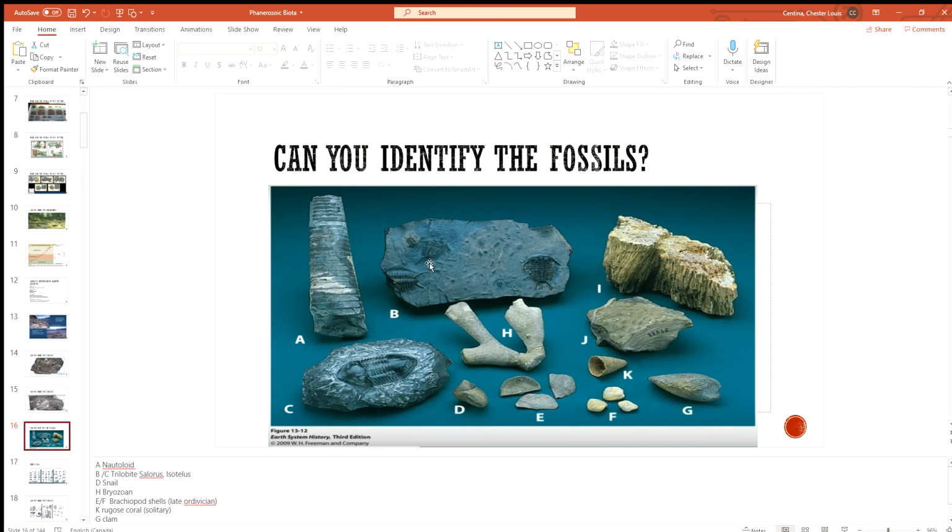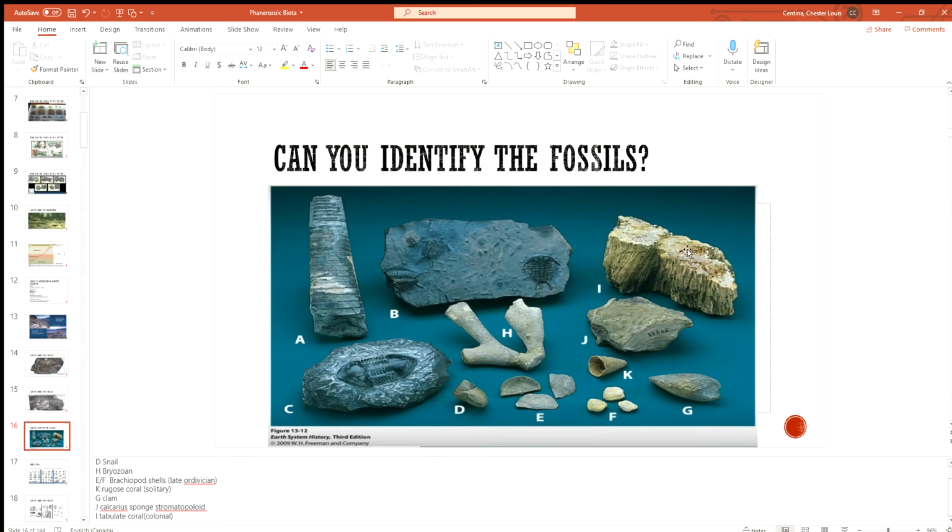This is a nautiloid, trilobites, another trilobite, a snail, bryozoan, brachiopod, rugose coral. K, this is a clam. G, let's look at our notes. F, I think, is a clam too. Oh no, it's a brachiopod, sorry about that. And then J is a calcareous sponge, stromatoporoid. I is a tabulate coral.